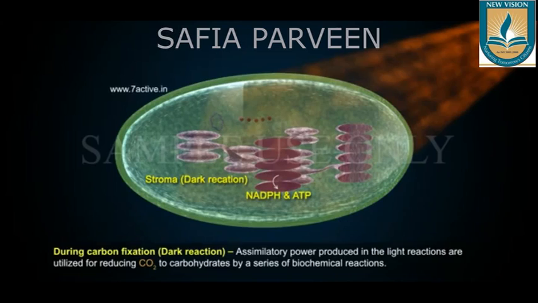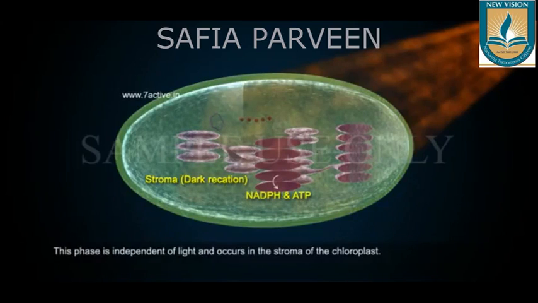The energy-rich molecules, nothing but assimilatory powers, produced in the light reaction are used up in the dark reaction to reduce the carbon dioxide to carbohydrates in a series of biochemical reactions. This reaction is not dependent on sunlight and occurs in the stroma region of the chloroplast.